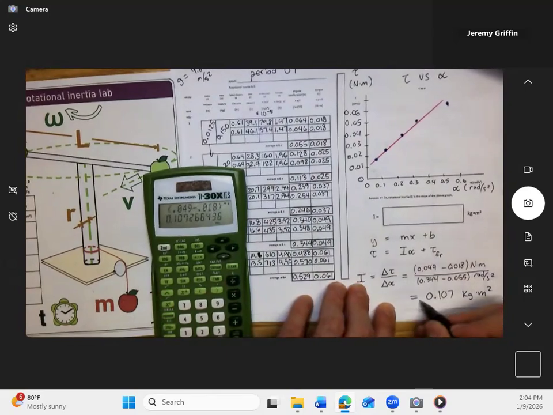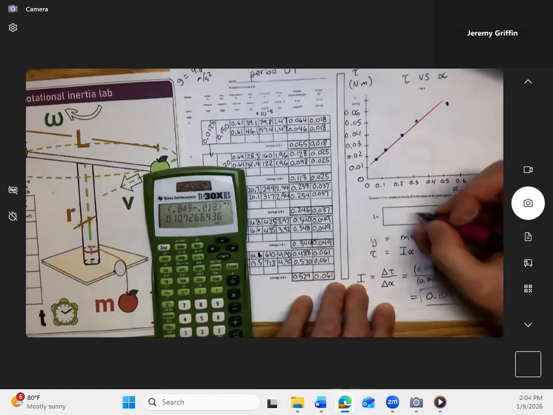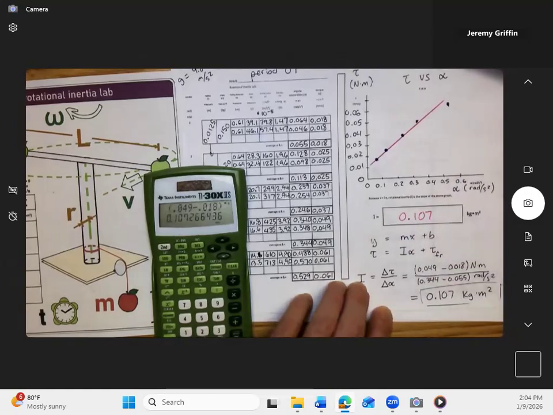And that is the answer to the question we started off with, and that goes in this box right here: 0.107 kilogram meter squared.